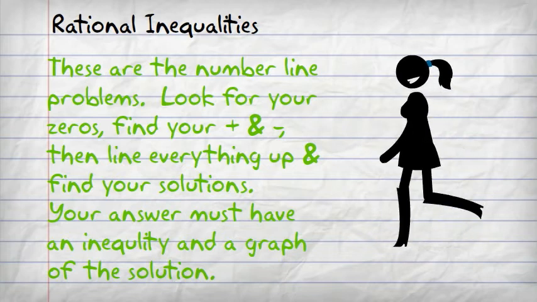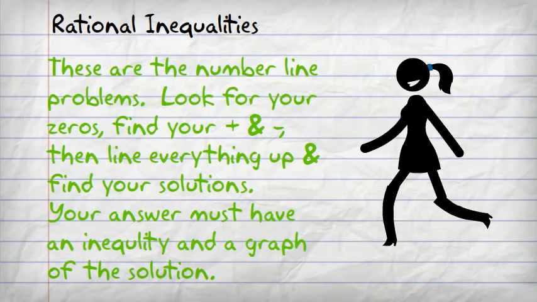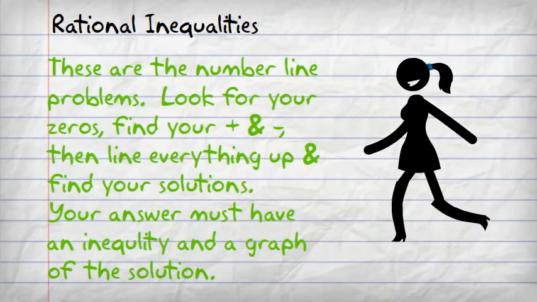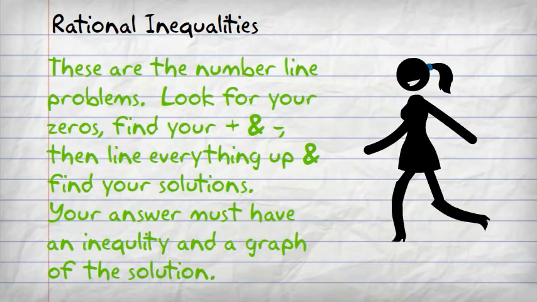Rational inequalities, these are the number lines. Find your zeros, find your positives and your negatives, line them all up, count your negatives, find your solution. Make sure you write an inequality and have the graph.